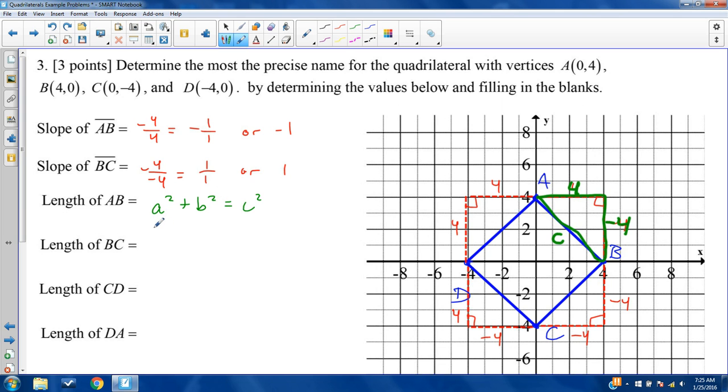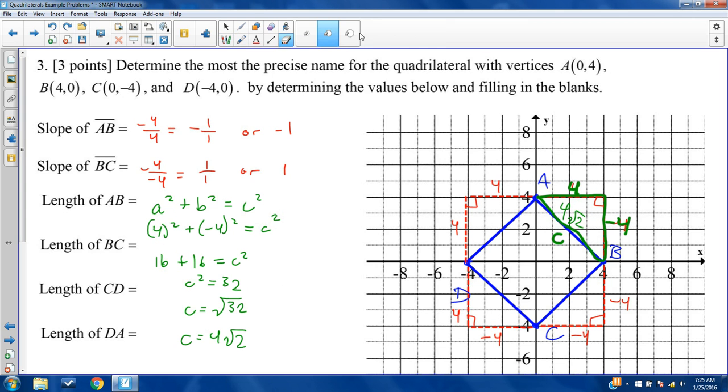Even if I did negative 4 here, I'm going to be squaring the value, and it will give me positive 16. So c squared is 32. C is the square root of 32, which is also 4 root 2. So this distance right here is 4 root 2 units long.